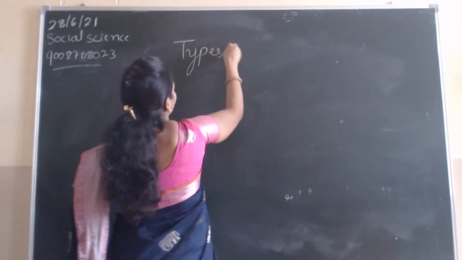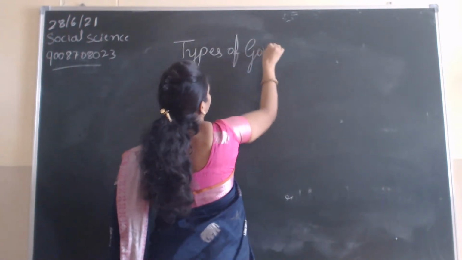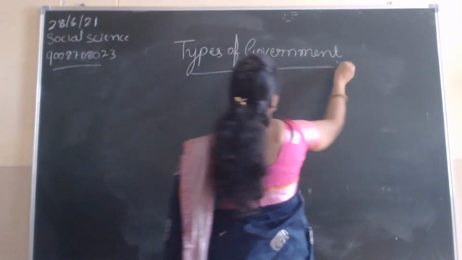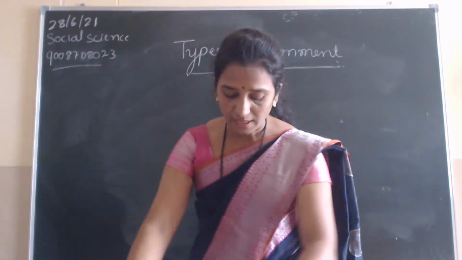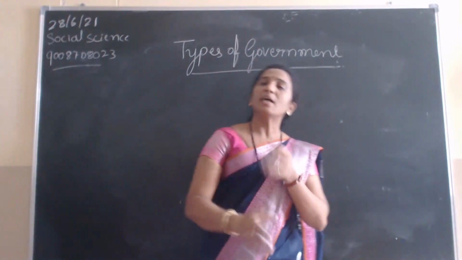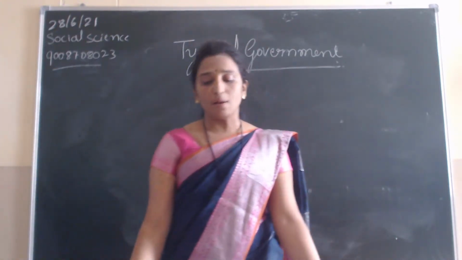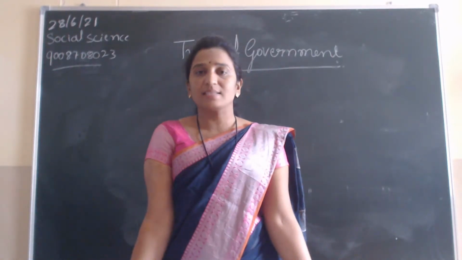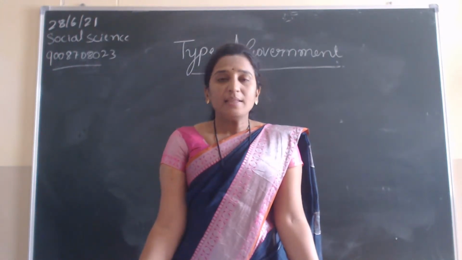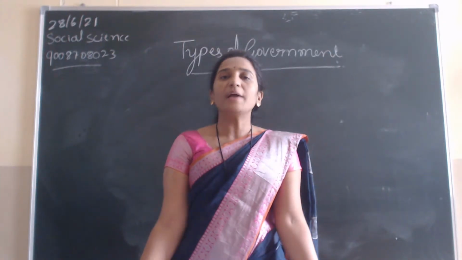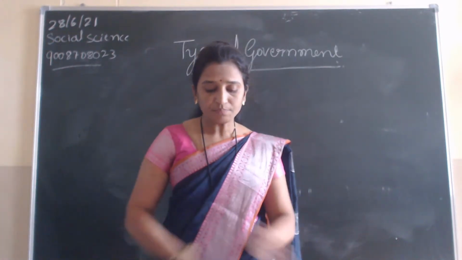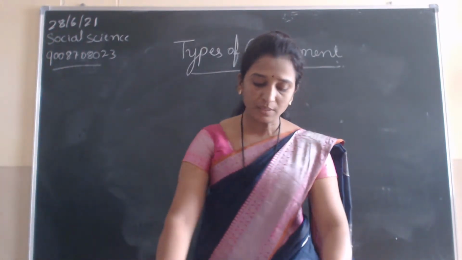Next one is types of government. Okay, types of government. We learned the branches of government. Now we are going to learn about the types of government. Different countries have different government or political systems. Every country has its own political system. Among the common types of government, I will tell you some points, like dictatorship.